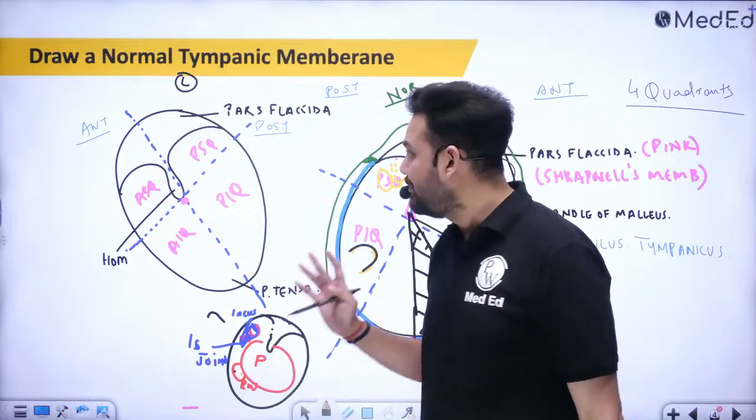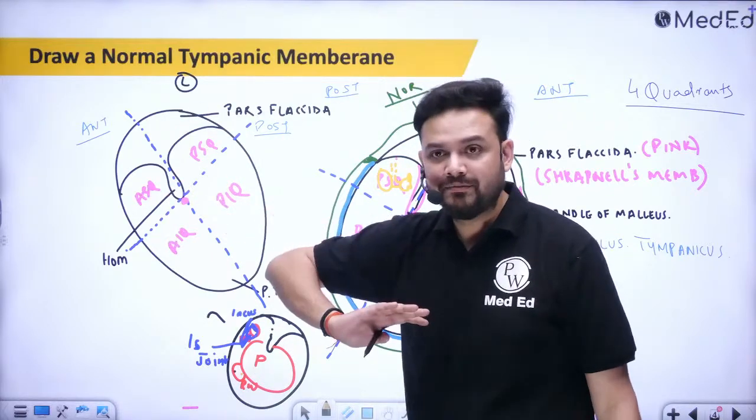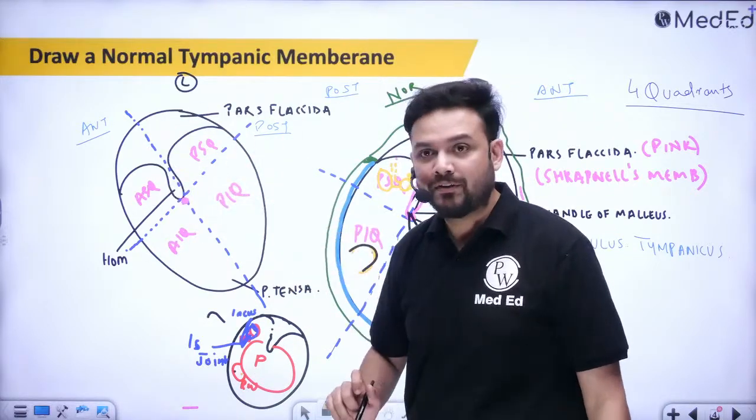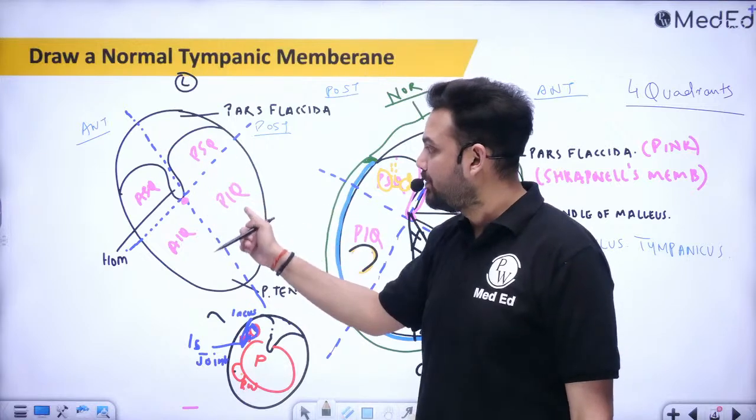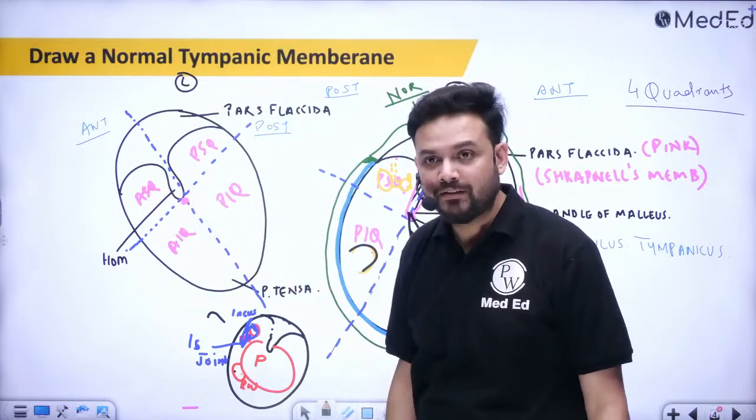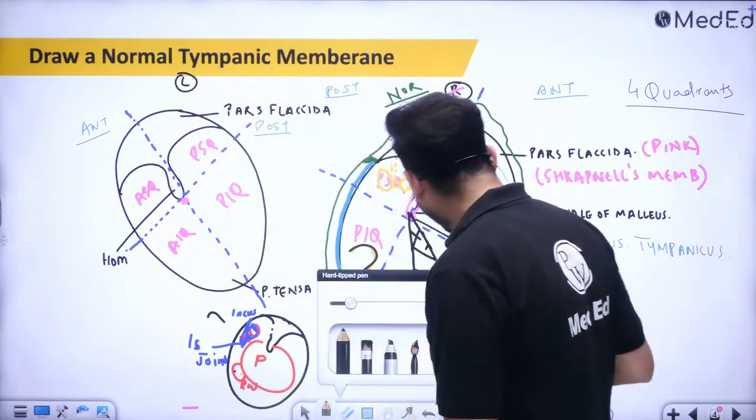Okay? Same way, now I'll put up the structures here. Same thing I'll put up here, right? This is posterior superior, posterior inferior, antero superior, right? Here also we make the same thing. What all will we see?